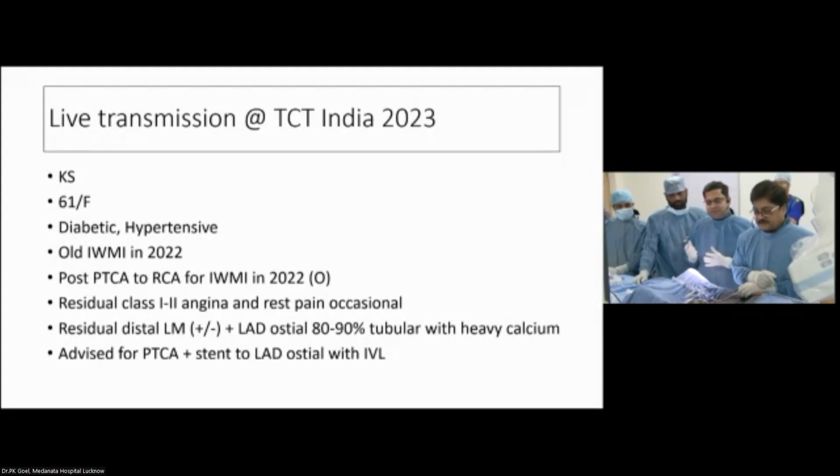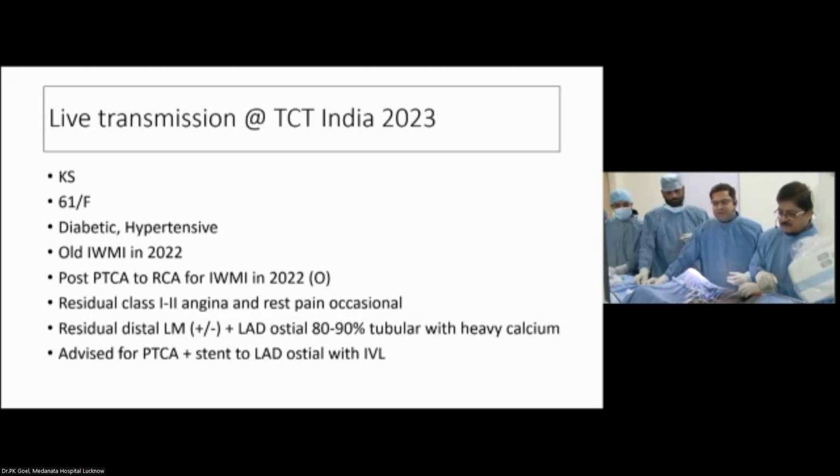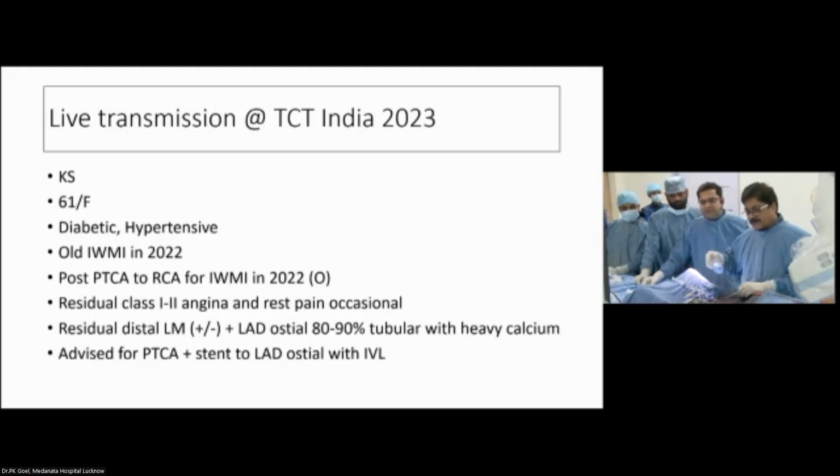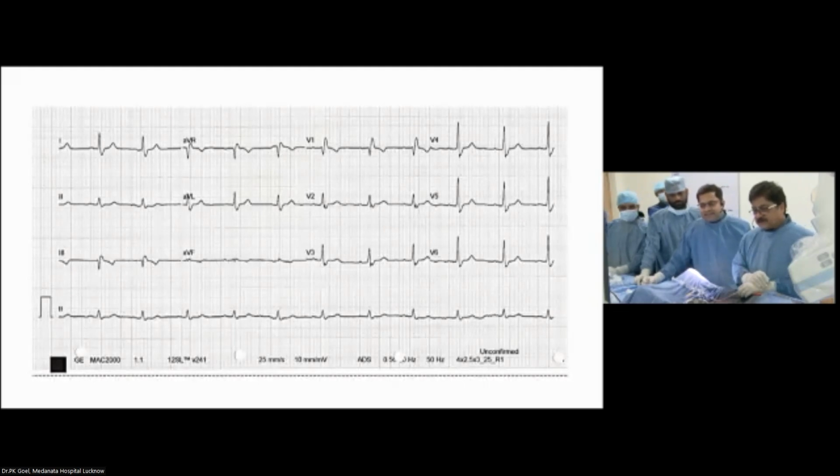She had an old inferior MI in 2022. She is post PTCA to RCA for inferior MI in 2022 outside, and she has residual class 1 to 2 angina and rest pain occasionally. The coronary angiogram showed residual distal LM plus minus LAD ostial 80 to 90% tubular lesion with heavy calcium, and she has been advised for PTCA to stent to LAD ostial with IVL. Her ECG is RBBB, sinus rhythm. We don't see much Q waves.